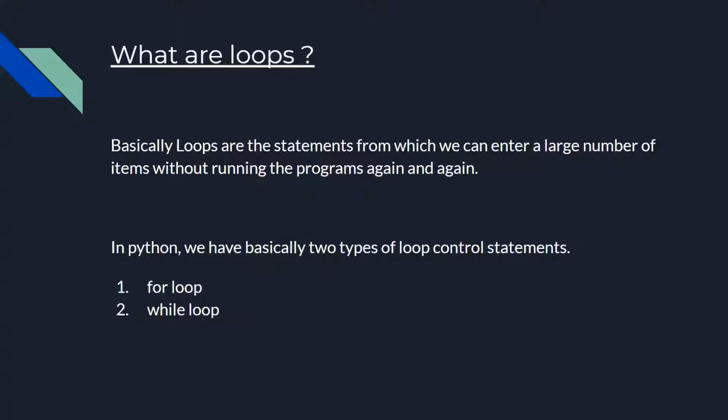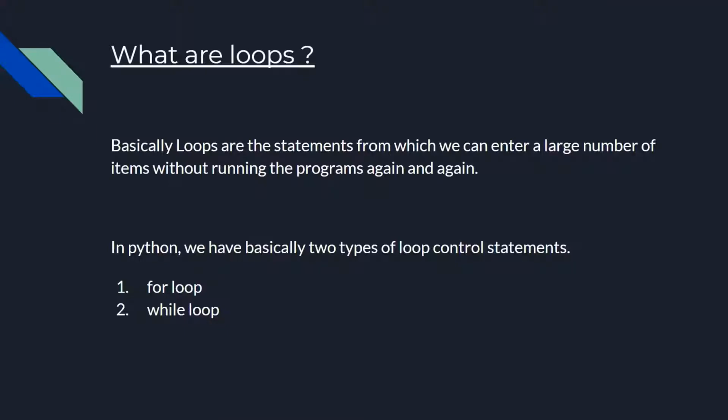Now suppose, guys, you have to run a program in which you have to print hello world around 100 times. Then you would run that program again and again about 100 times. But if you use the for and while loop, then you can just run the program one time and it will print hello world 100 times. So this is the usage of the loop.